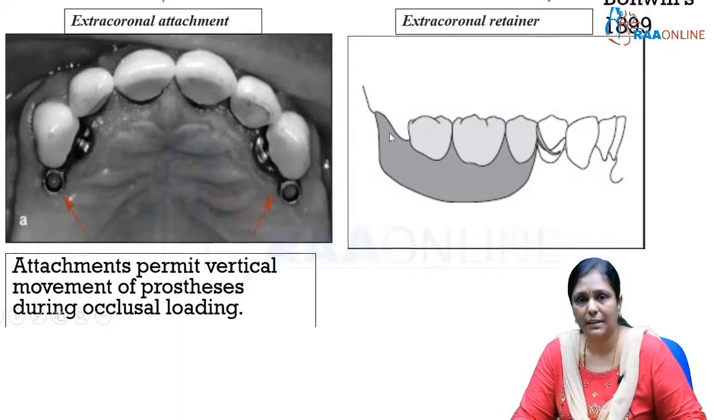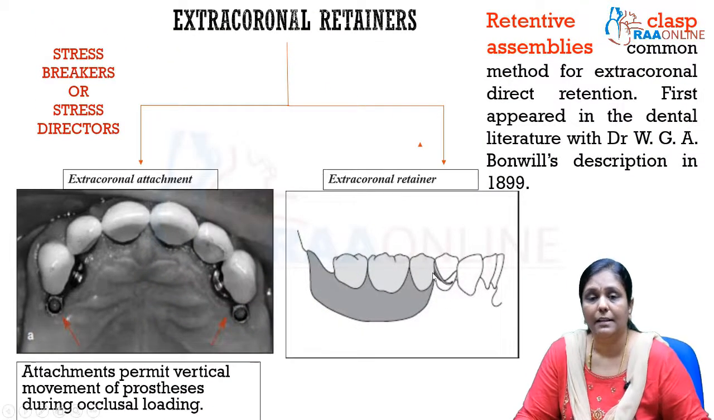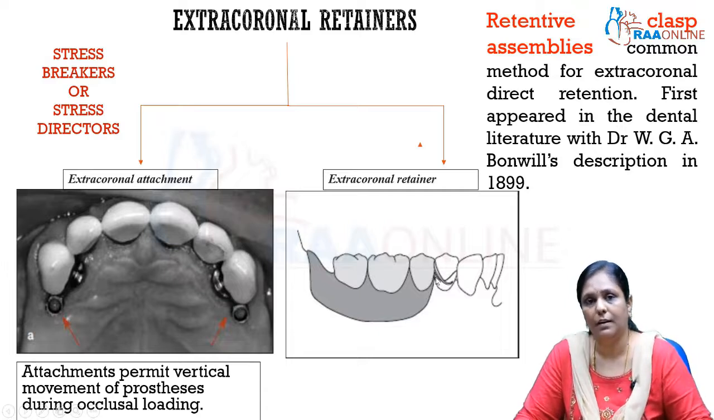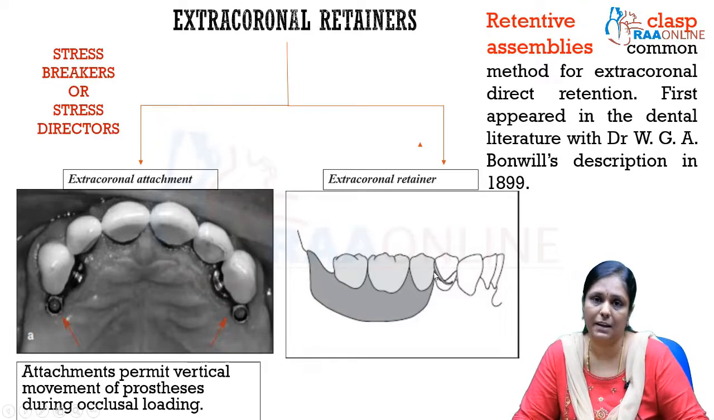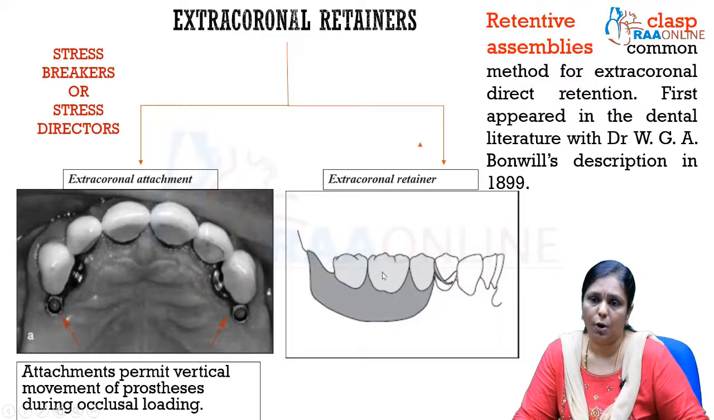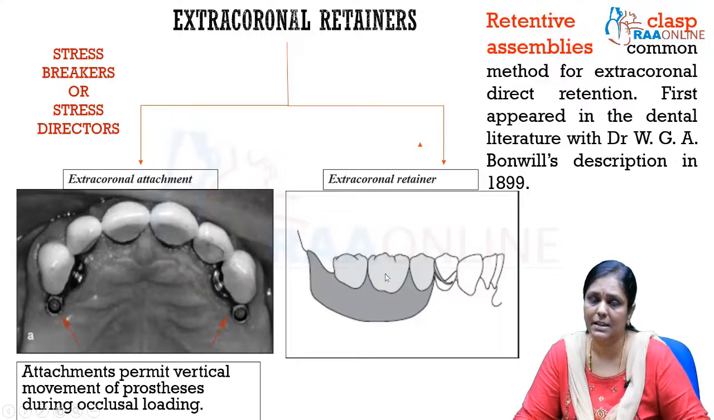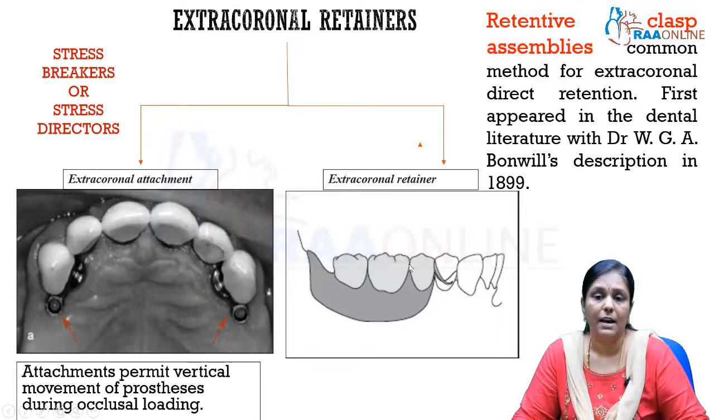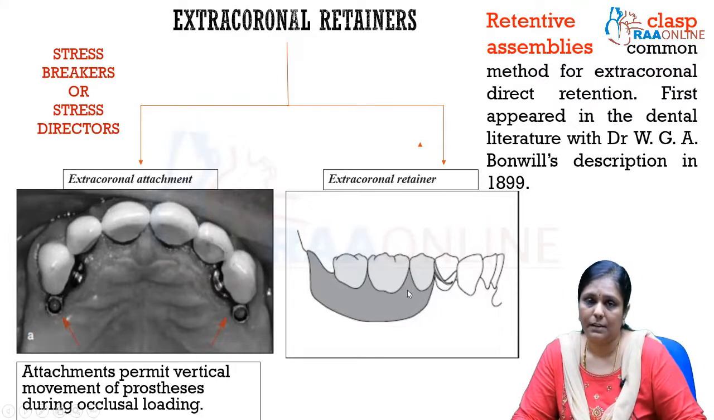Coming to the other type of extracoronal retainers, these are the ones we usually indicate for partially edentulous situations. These are called retentive clasp assemblies. This is the most common method of extracoronal direct retention, and it first appeared in the literature when Bonwill described it in 1899. This is the conventional or traditional type of retentive clasp assembly that we usually indicate for the removable partial denture.